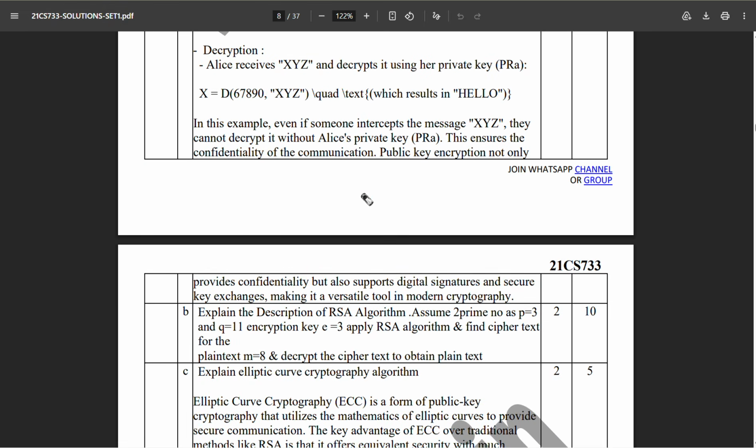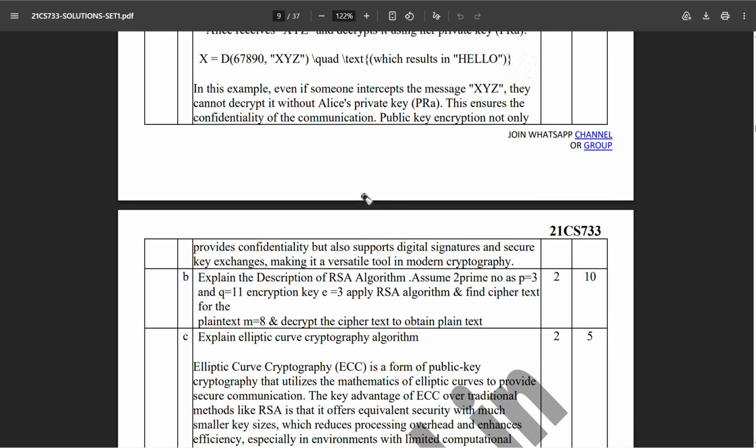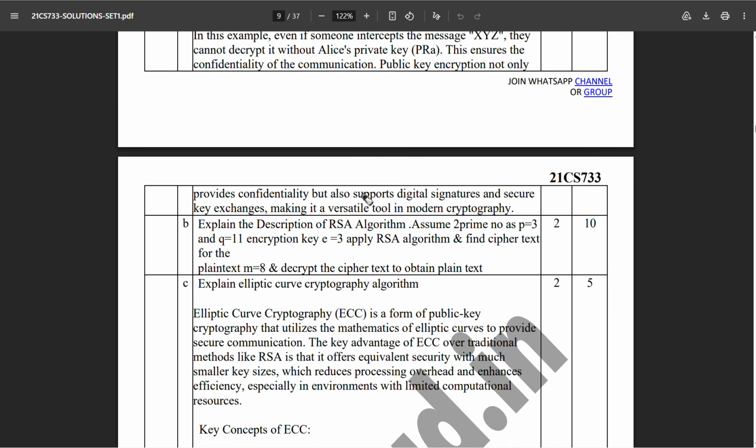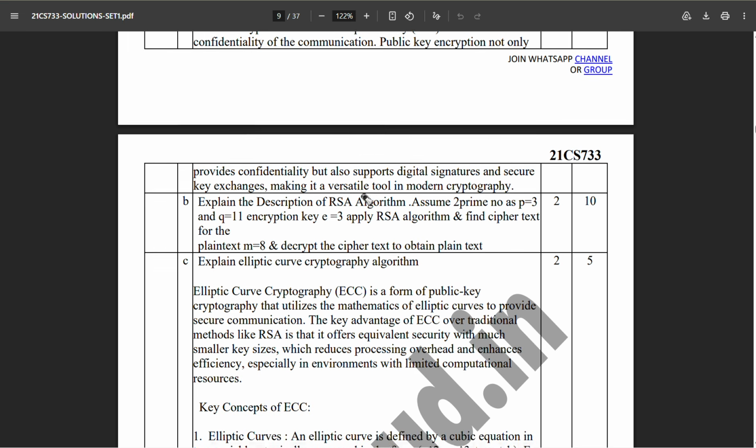And coming to the next question, explain the encryption and decryption of RSA algorithm. Assume two prime numbers p equals 3 and q equals 11. Encryption key e equals 3. Apply RSA algorithm and find ciphertext for the given plain text m equals 8 and decrypt the ciphertext to obtain the plain text. To solve this problem, you have to know the steps of the RSA algorithm.